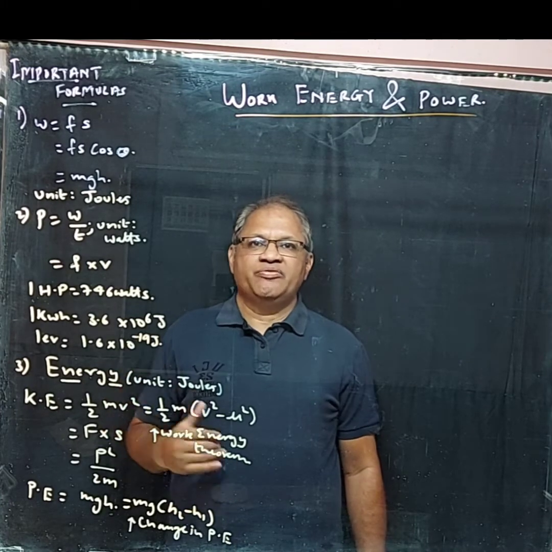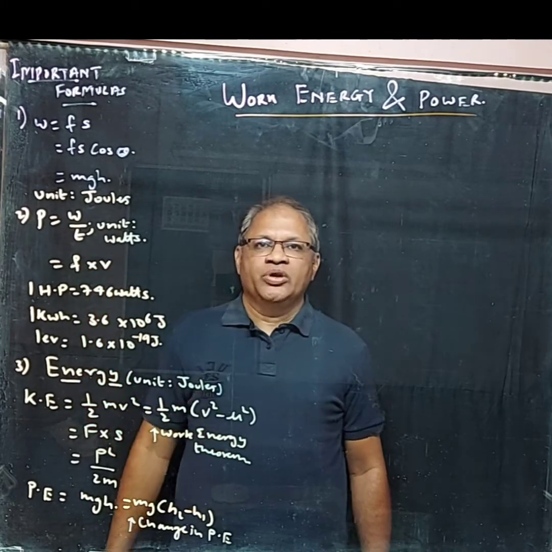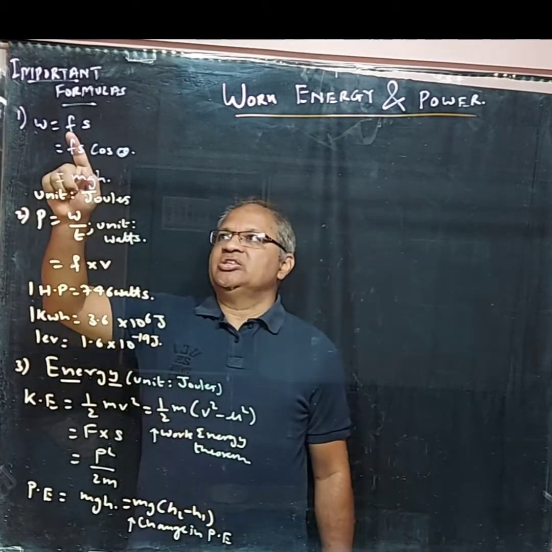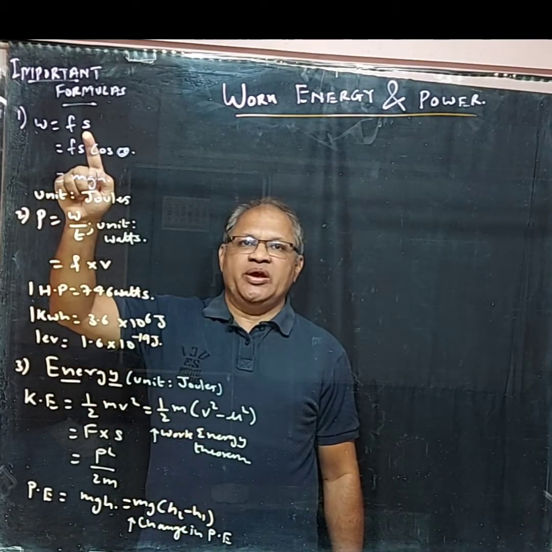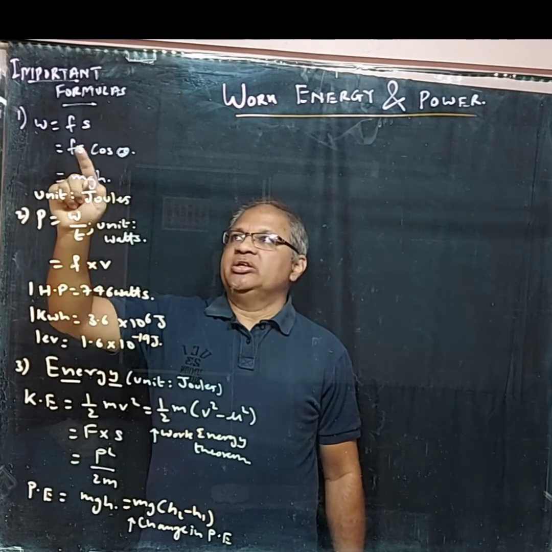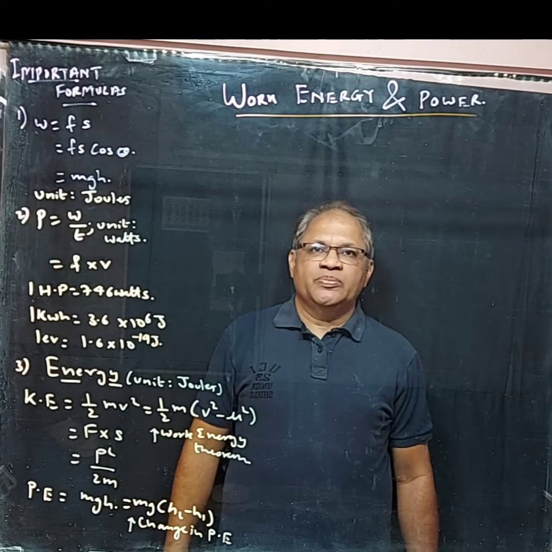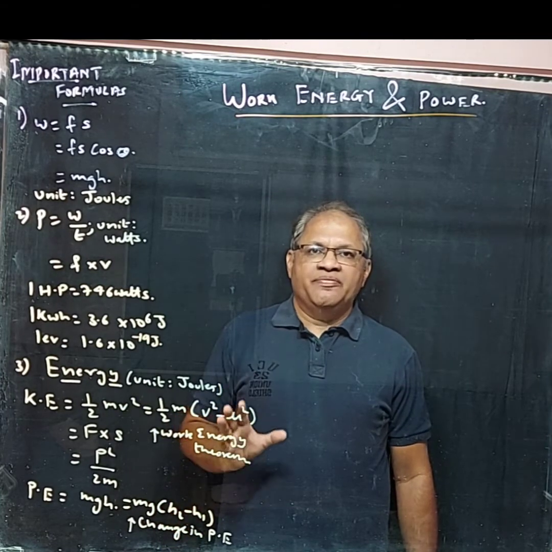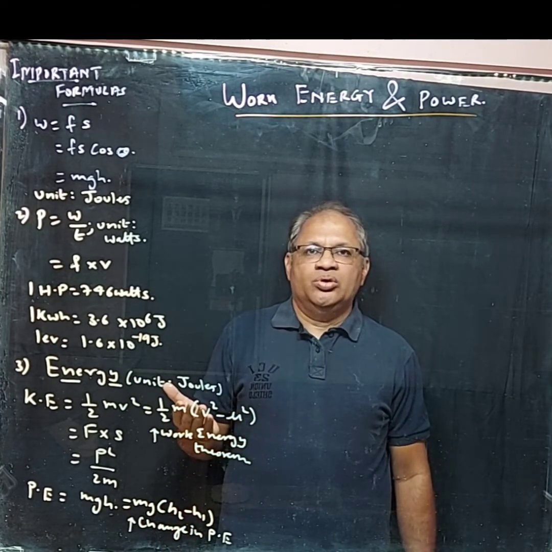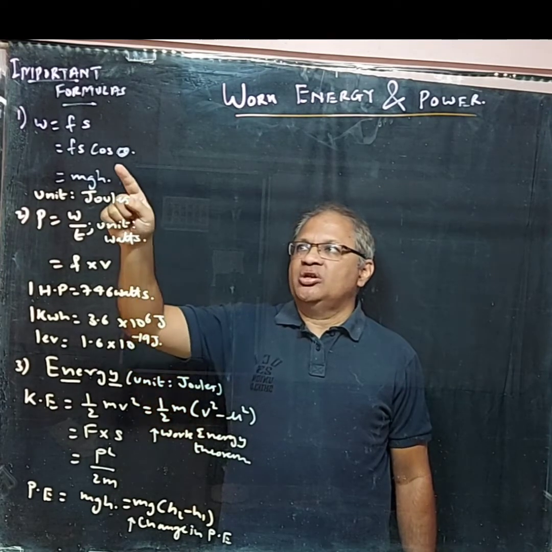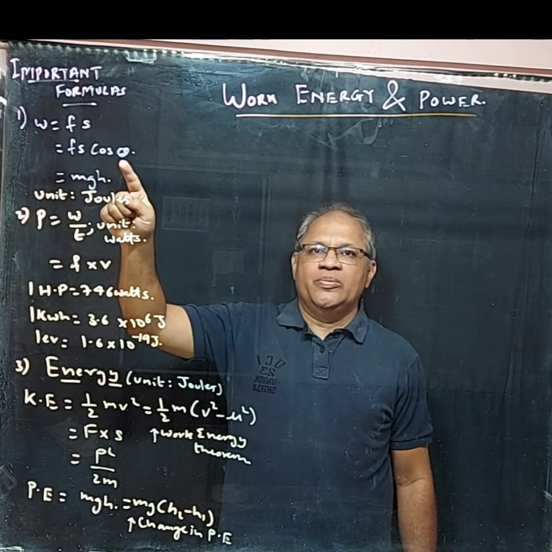Alright, so let's start with the formula. The very first formula for work, W is equal to Fs. Work done is equal to force into displacement. Okay, now the another formula is W is equal to Fs cos theta. So if supposing the effort applied is at an angle, like up the hill, so it depends on cos theta. The theta is the angle.